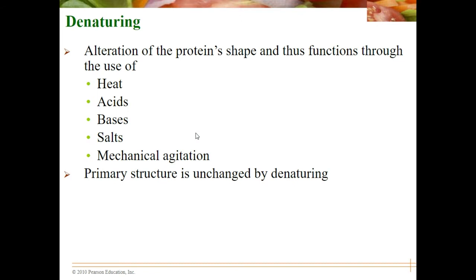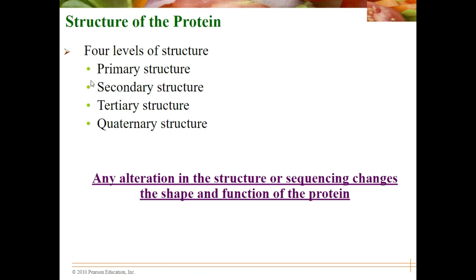The process of denaturation, you have repeatedly discussed this in your basic foods, di ba? And even your biochem lab, di ba? I think you have performed an exercise on biochem regarding protein denaturation. So what is denaturation? It's the alteration of the protein shape and thus function through the use of heat, acids, bases, salts, and mechanical agitation. So this is when we physically alter a certain protein and actually destroy up to the secondary structure, but denaturation does not destroy the primary structure.